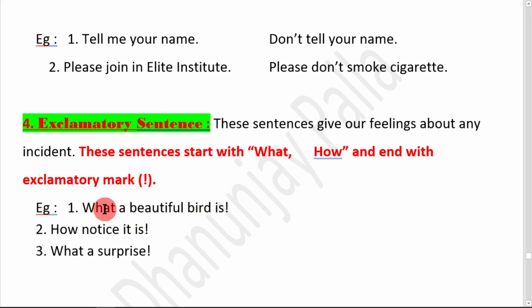Here the sentence begins with the word what and ends with an exclamation mark, so it is called an exclamatory sentence. Look here, what a beautiful bird is: how beautiful this bird is, the feeling we suddenly get on seeing the bird. All types of sudden feelings, the type of sentences we create in exclamatory sentences, remember that. Whatever sudden feelings we have, we express using exclamatory sentences, friends.